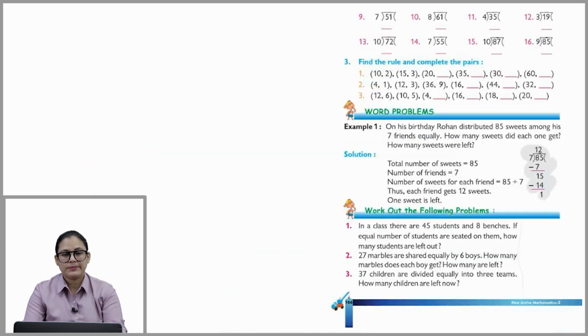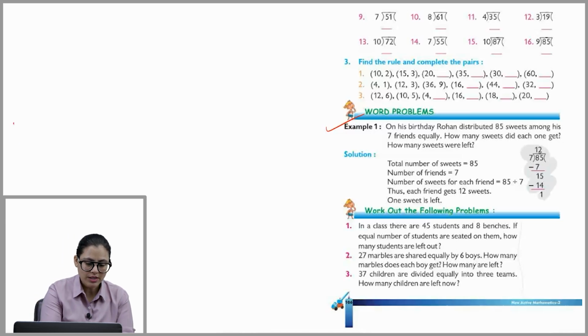Word problems. Example 1. On his birthday, Rohan distributed 85 sweets among his 7 friends equally. How many sweets did each one get? How many sweets were left? Okay. So, it's Rohan's birthday and he wanted to distribute sweets among his 7 friends. So, he had 85 sweets which he wanted to distribute among his 7 friends equally. So, we have to find out how many sweets did each one get and how many sweets were left.